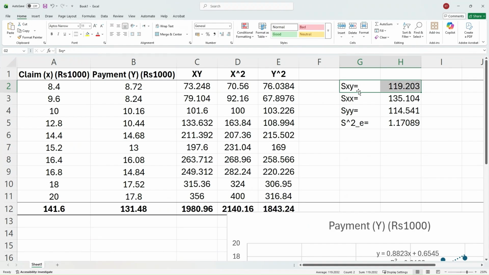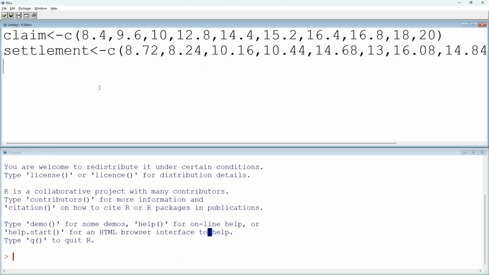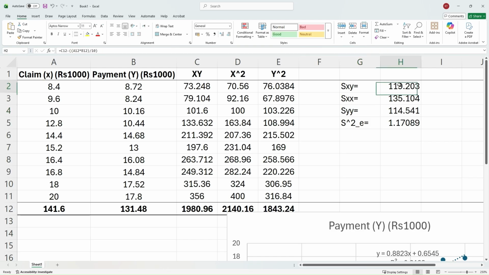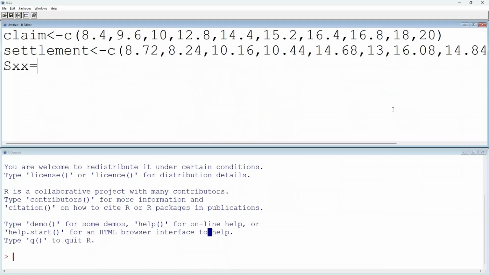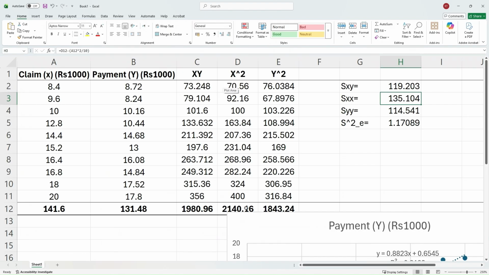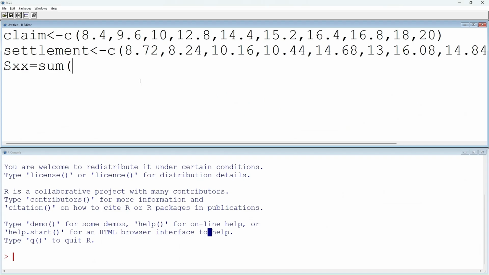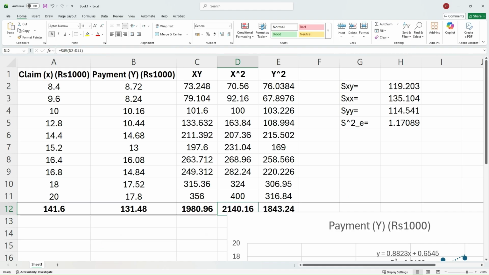So first of all, I will compute the sum of squares of x, sum of squares of y, and so on. Let me do that quickly. If you want the sum of squares of x, I can call it sum of squares of x like this, and we can cross-check if we get the same value, 135 point. How are we going to do that? We will need to take the sum of x squared, which is 2140. How do we get the sum of x squared? In my case, x is claim and y is settlement, as you would recall. Why?